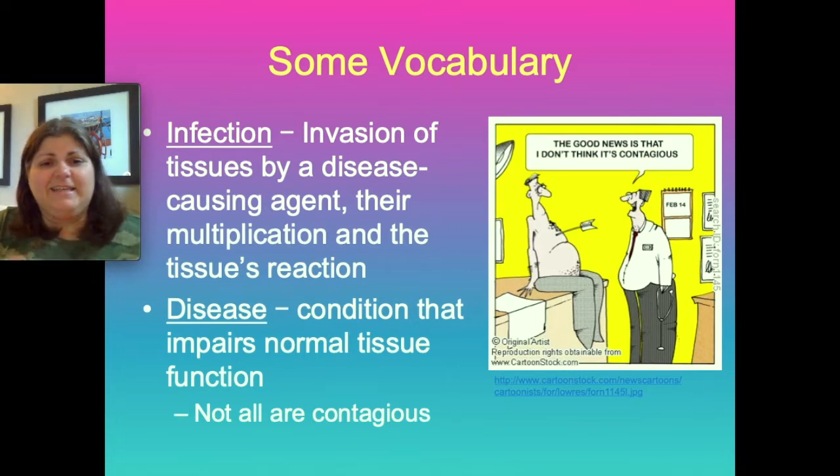A disease is a condition that impairs normal tissue function. They're not all contagious. So, for example, the guy in the picture was hit with an arrow. That is a disease. Certainly not going to spread from person to person.